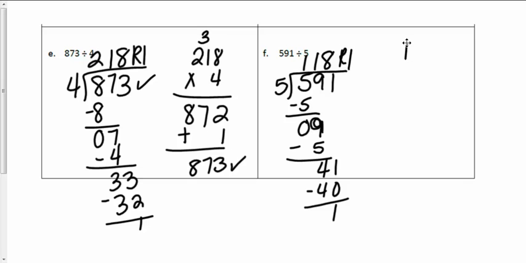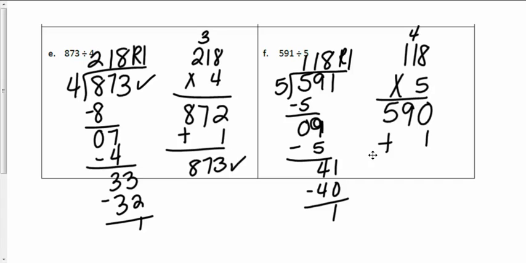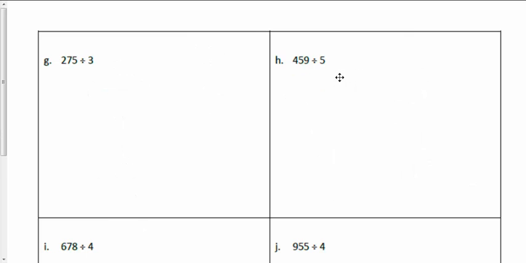Now I'm going to check. 118 times 5. 8 times 5 is 40. 1 times 5 is 5, plus 4 is 9. 1 times 5 is 5. Now I'm going to add my remainder, and that gives me 591. So, all right, let's look on the back.